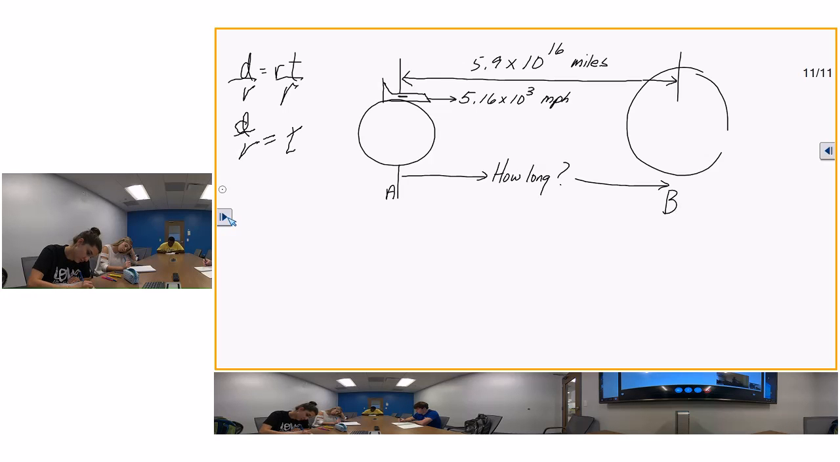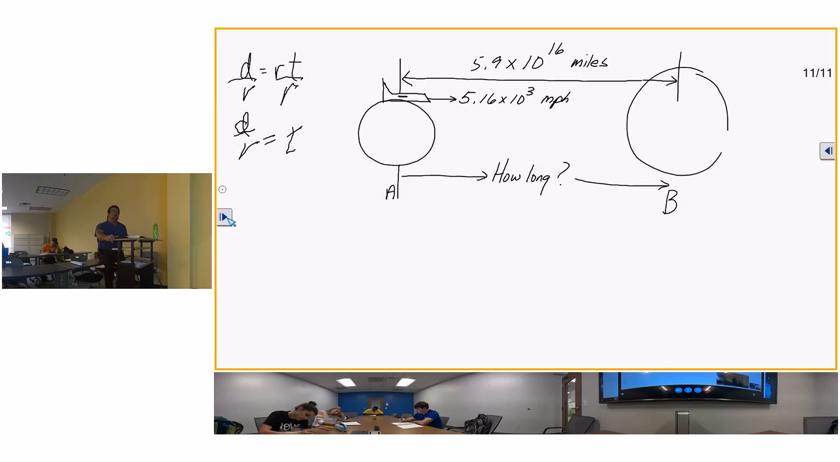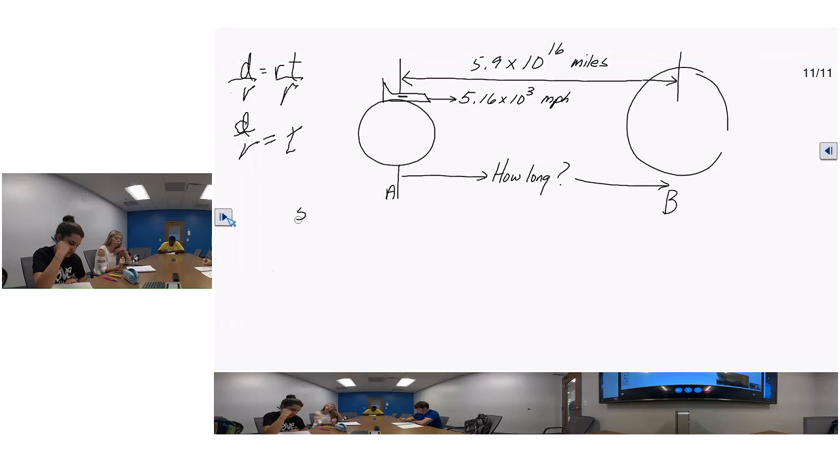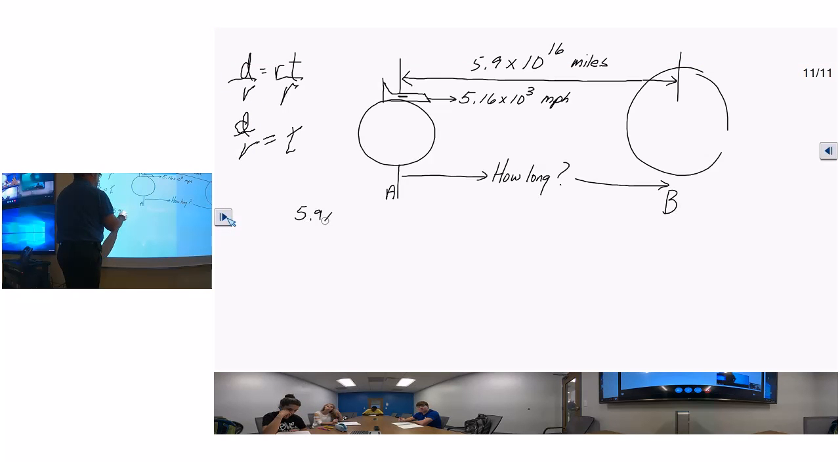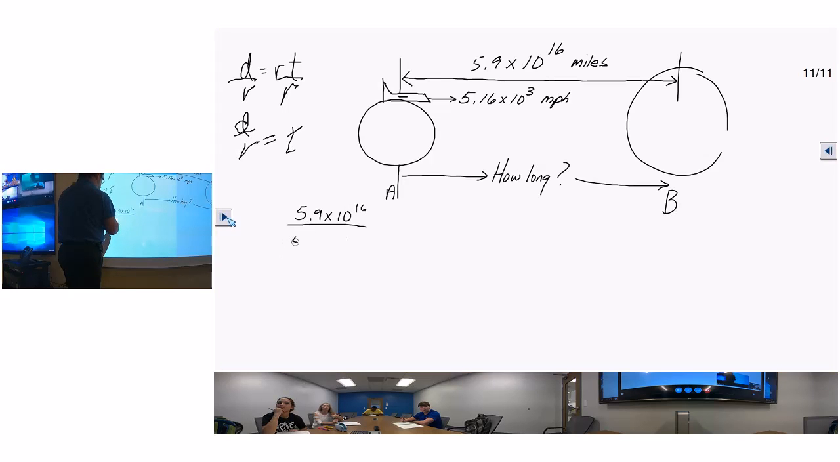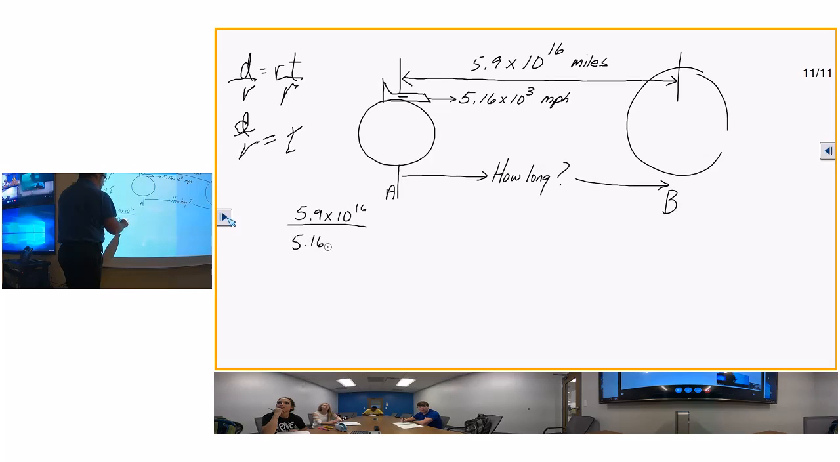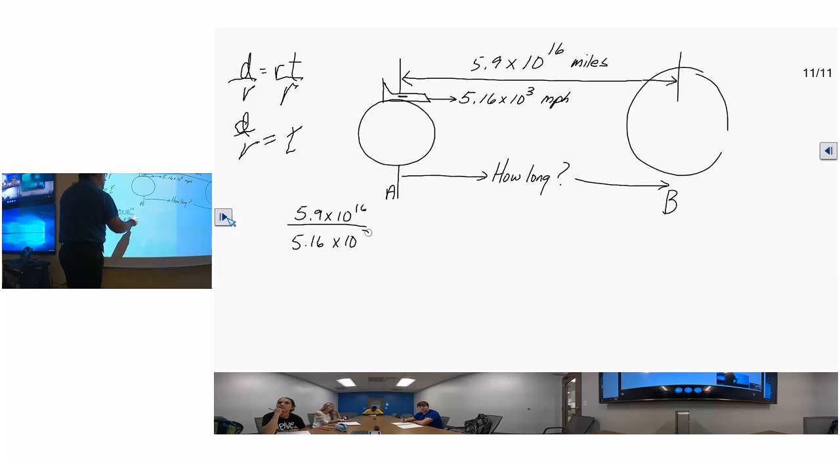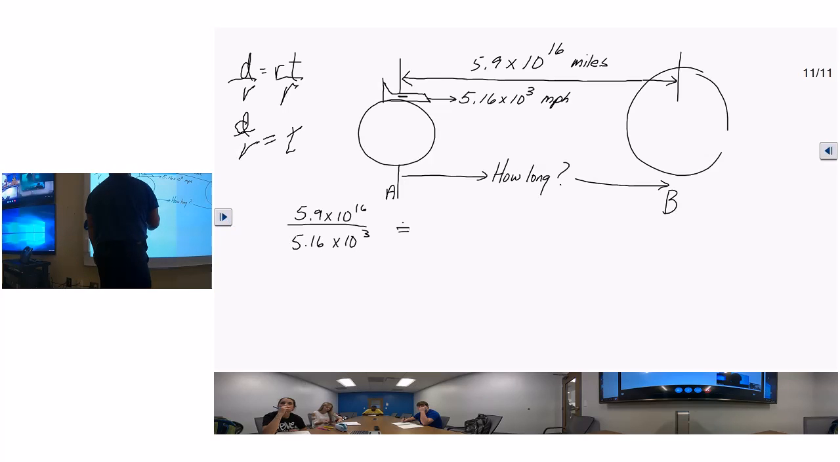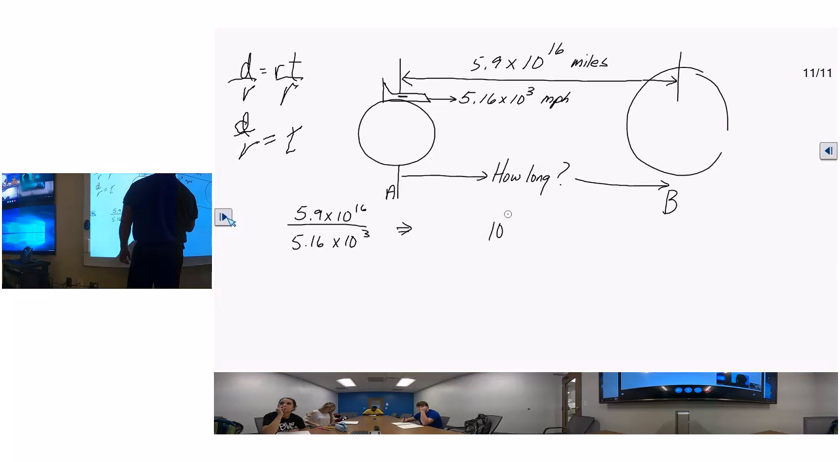So, what are we going to do? We're going to take 5.9 times 10 to the 16th, and divide by 5.16 times 10 to the third. 5.9 times 10 to the 16th, divided by 5.16, you're going to need your calculator, times 10 to the third. What's 16 minus 3? 13. That's going to be 10 to the 13th power.